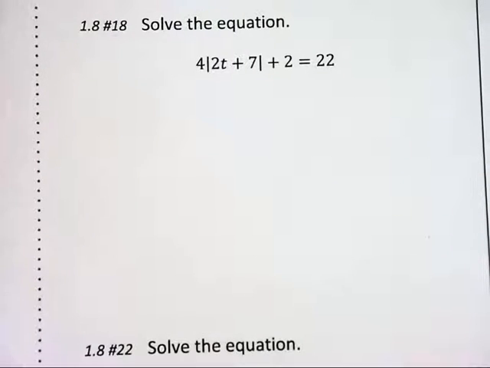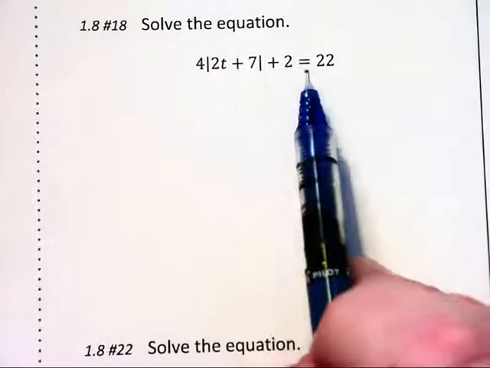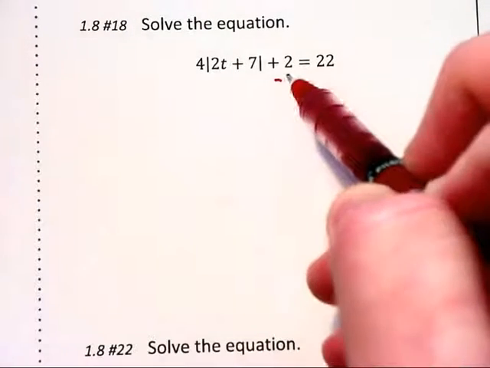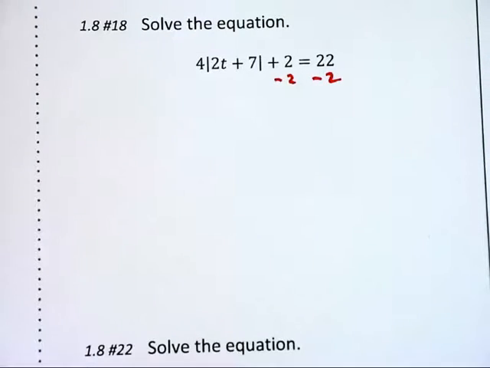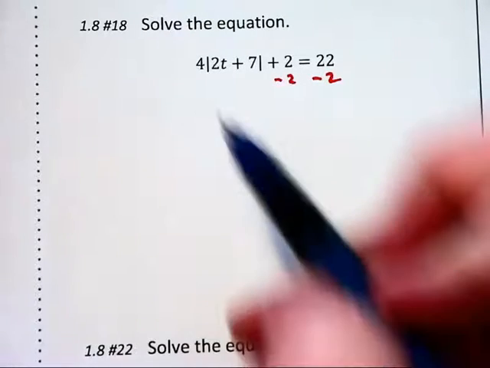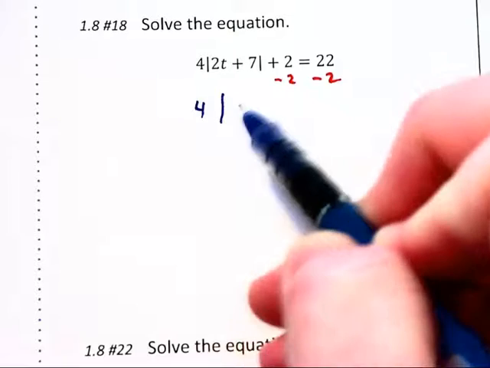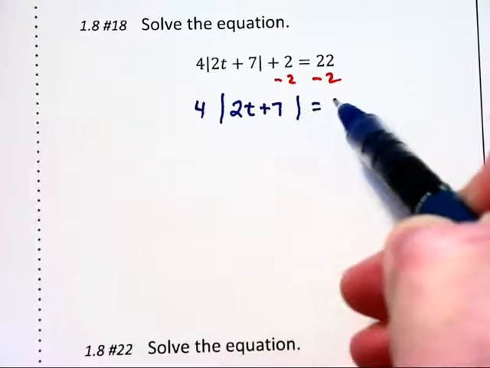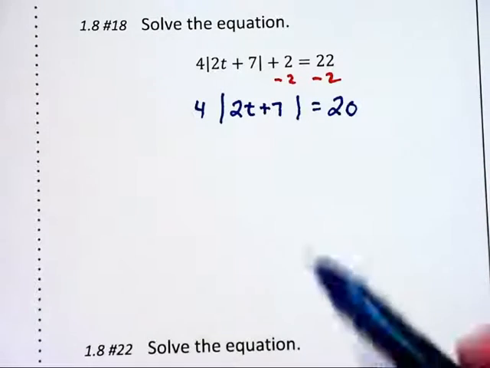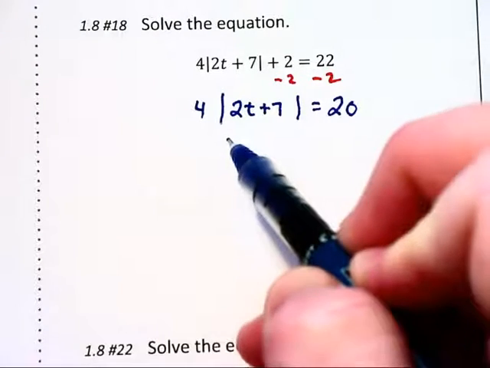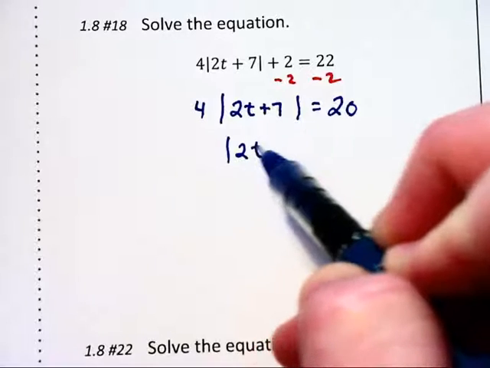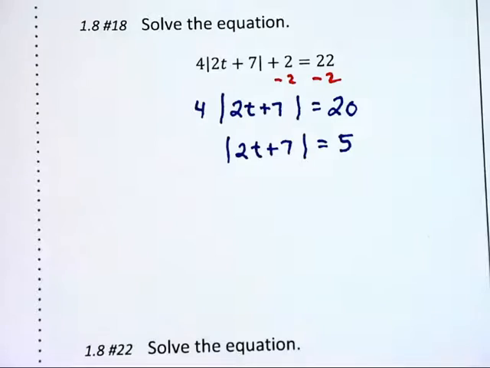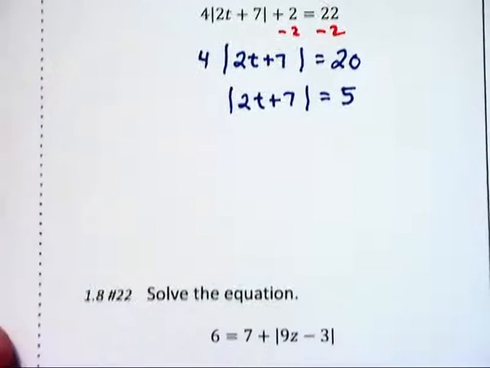This first equation has an equal to with the absolute value, so the first thing we want to do is isolate that absolute value by subtracting 2 on each side of the equation. This gives us 4 times the absolute value of 2t plus 7 is equal to 20. We will then divide each side by 4. This will give us the absolute value of 2t plus 7 is equal to 5. And now we are ready to use the property up above.